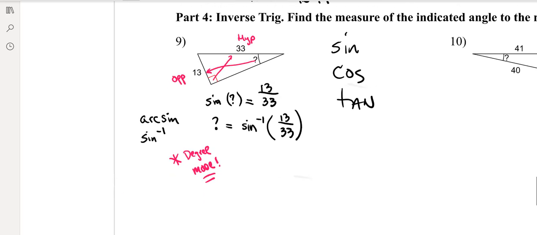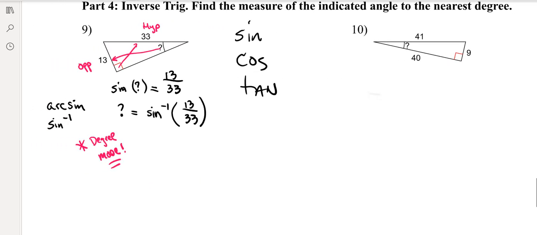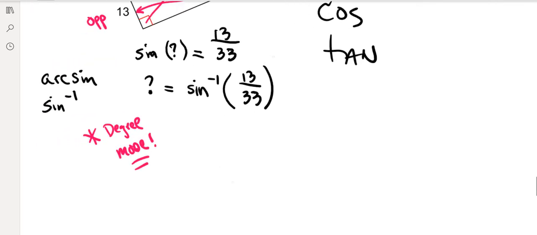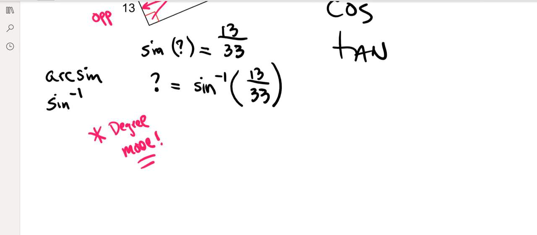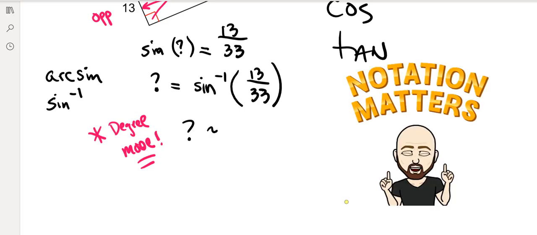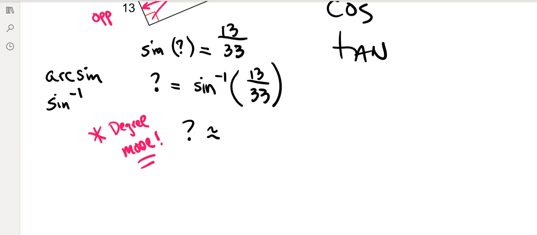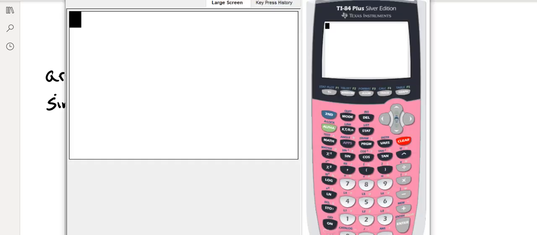And I think on this one, what do we have to do? Round it to the nearest degree. So we got to figure out, is it 10 degrees, 12 degrees, 50 degrees, however many degrees it is, we're going to do that to the nearest degree. So when we do that, we're going to have our question mark, because that represents our angle, is about. Now we're going to go to a graphing calculator first. So let's go ahead and take a look at that.